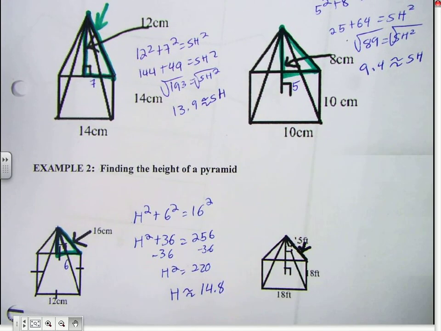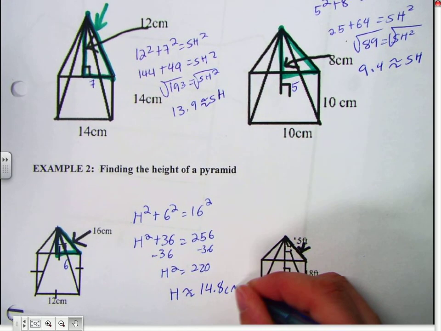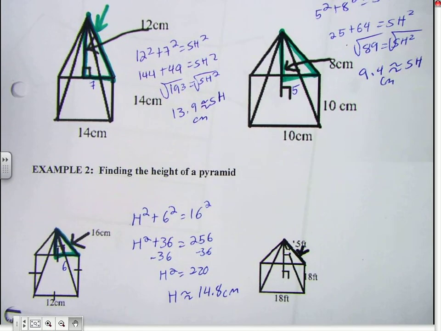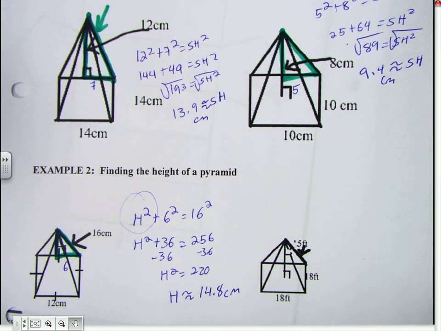These should have things next to them. They're all centimeters so far. Is everybody okay with why that wasn't the hypotenuse this time?